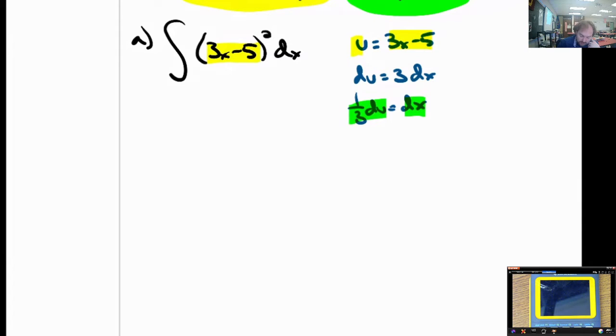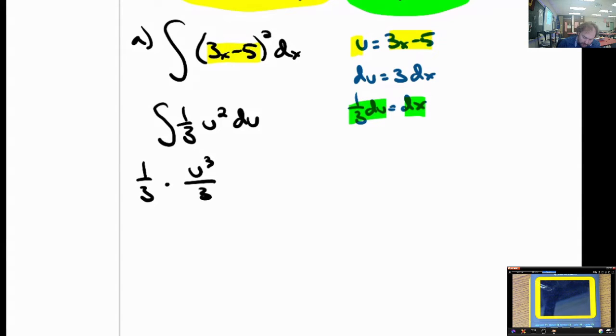So I can rewrite this. Let's call it the integral now of 1/3 u squared du. It's now the exact same integral. The 1/3, of course, you can ignore, and now what you have is 1/3 times u to the third over 3 plus c, like that. And now you can back substitute in your u. This would be (3x minus 5) to the third power over 9 plus c.